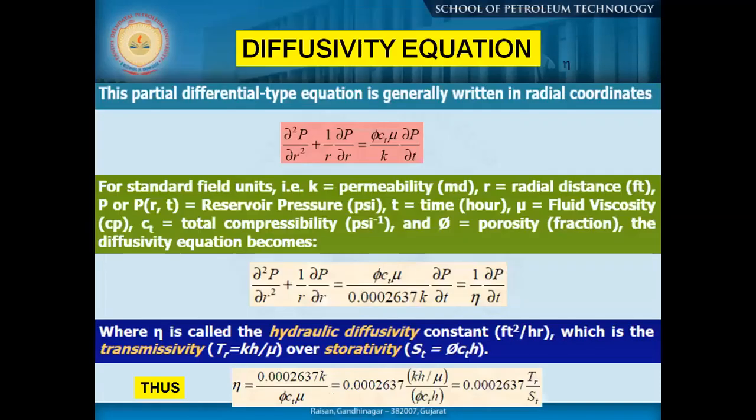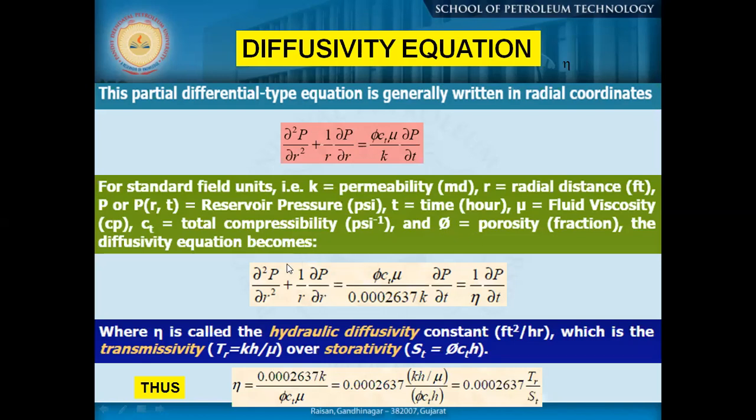Now we'll discuss a little bit of mathematics, and how this part is related to our mathematical formulations. As I discussed in the last class also, you can have a little idea. So the partial differential equation, the diffusivity equation, looks like this, a double derivative. We have some field values. Standard field units are permeability in millidarcy, distance in foot, pressure generally in psi, time t in hour, fluid viscosity in centipoise, total compressibility in psi inverse, and porosity as a fraction.